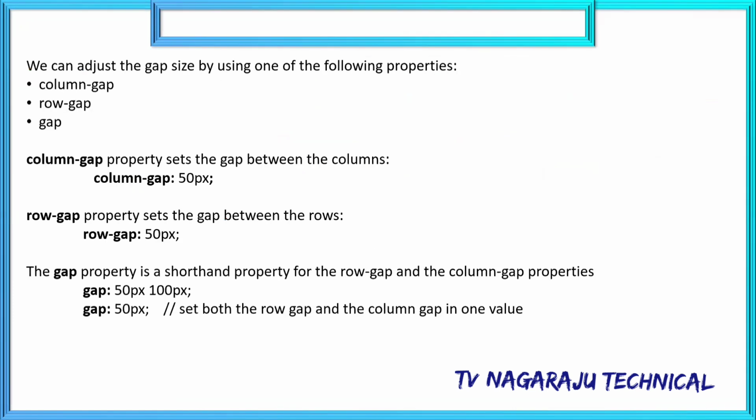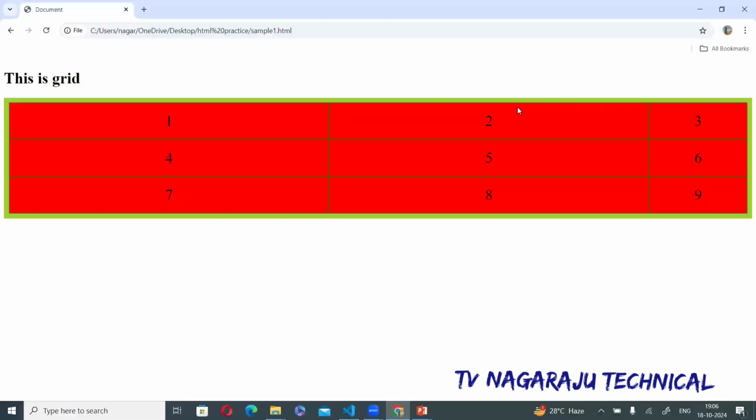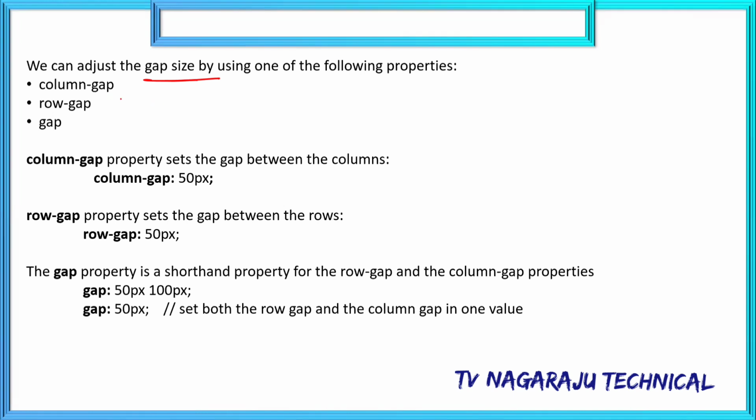Move to another one. So we can adjust the gap size. What is meant by this gap size? Observe here, from 1 to 2, in between some line is there. This is column gap. Here this one is there. This is row gap. Now you got it? You can adjust the size of the column gaps, that is, gaps between the columns. What is the property? Column gap. So for each and every column, it gives a gap of 50 pixel. Row gap. For each and every row, it gives 50 pixel.